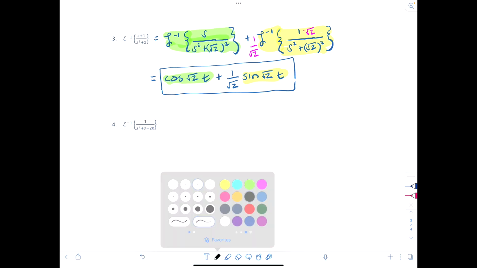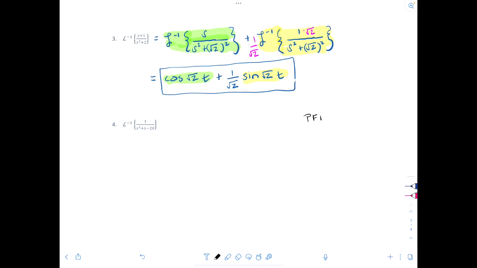We're going to have to do some partial fraction decomposition to write this in a desired format. So when we factor the denominator, we need to have a negative 20 as a product. And then when we combine like terms, we get a positive 1. So if we have s plus 5 and then s minus 4, we'll be golden. That's going to equal a over s plus 5 plus some b, because they're linear factors, over s minus 4.